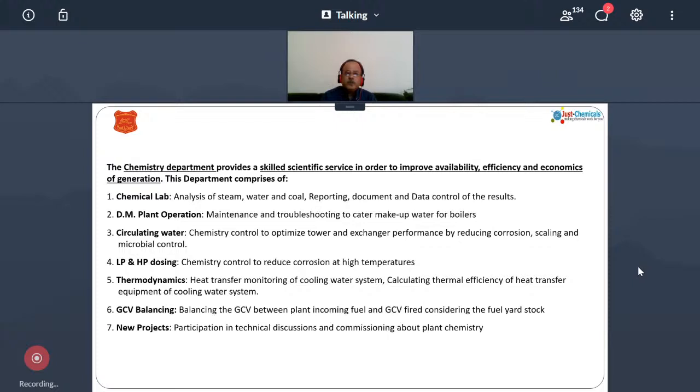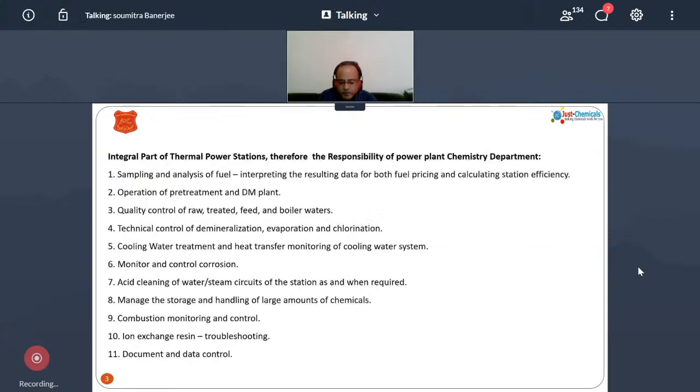Then this applied chemistry department in a thermal power station is responsible for power plant chemistry, and for sampling and analysis of fuels and interpreting the resulting data, maybe a liquid fuel, gaseous fuel, or coal. We play a very important role in all the thermal power stations.